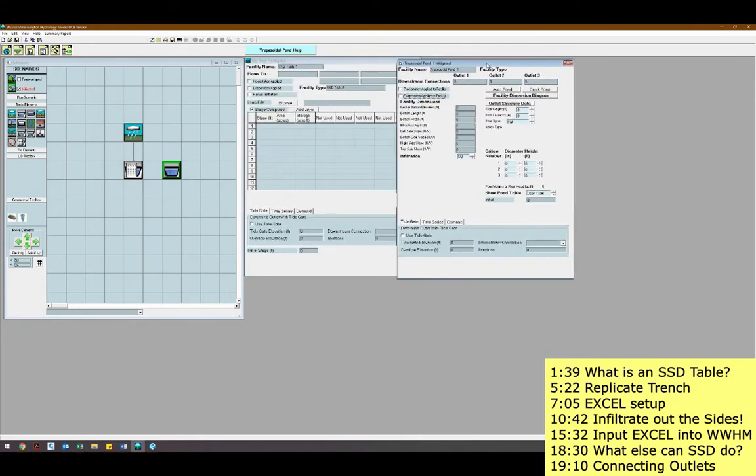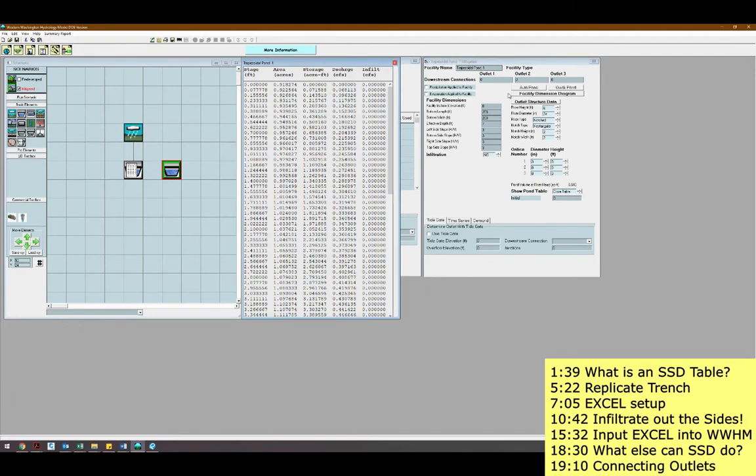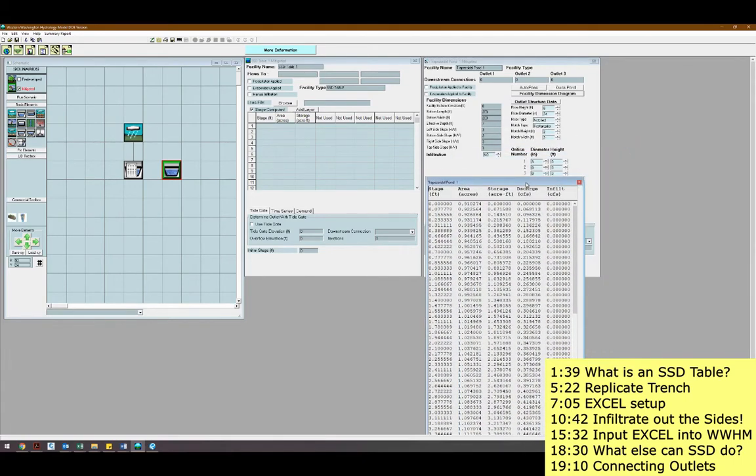A trapezoidal pond. Now, if I click on Quick Pond, you can actually see it's generating, based on these inputs, a table that's going to give us stage, area, storage, discharge, and infiltration. And that's typically what you would do for an SSD table. You're going to manually enter these values. So you might say, well, why would I want to do that? That doesn't make any sense.